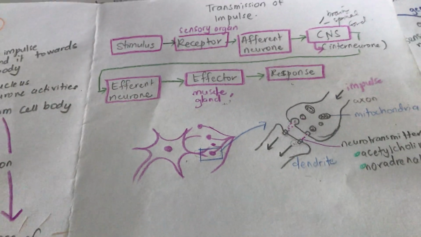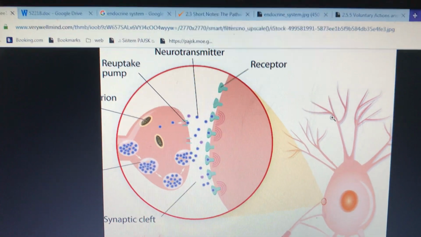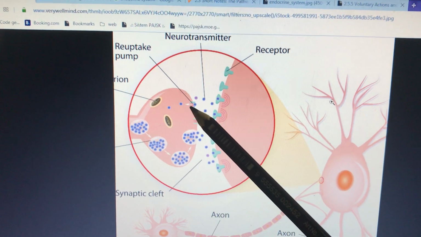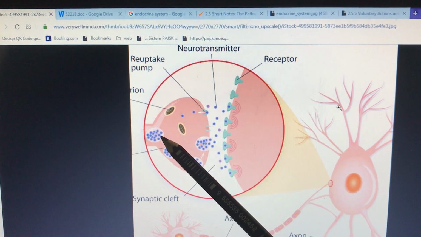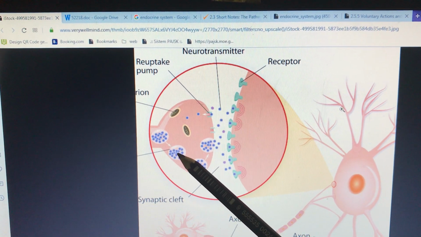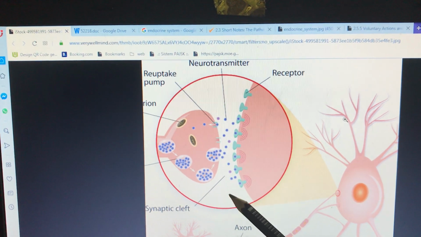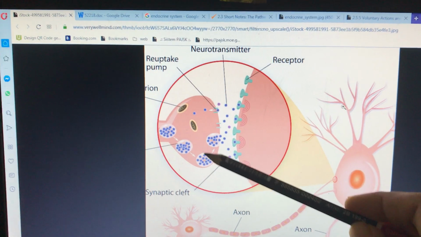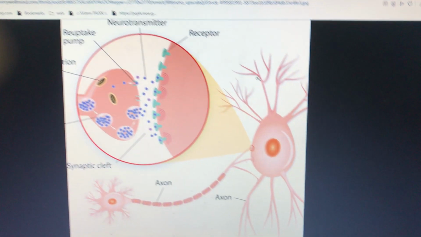Okay, now we look at this diagram. Okay, it looks like this. Dia ada pump, reuptake pump. So mitochondria transmit the nerve impulse into the neurotransmitter in a transport vesicle. Released out, received by the receptor from the other neuron. So this area we call the synaptic cleft. Okay, ruang synapse antara dua neuron. Okay, boleh?